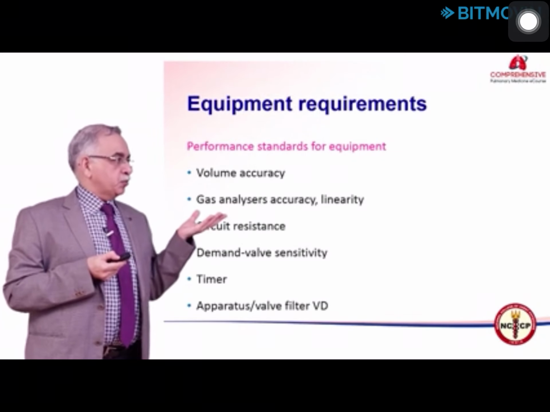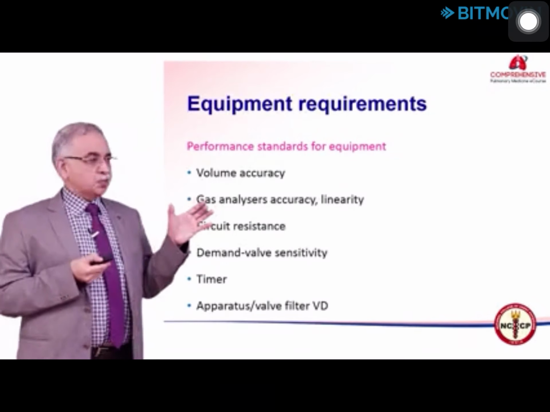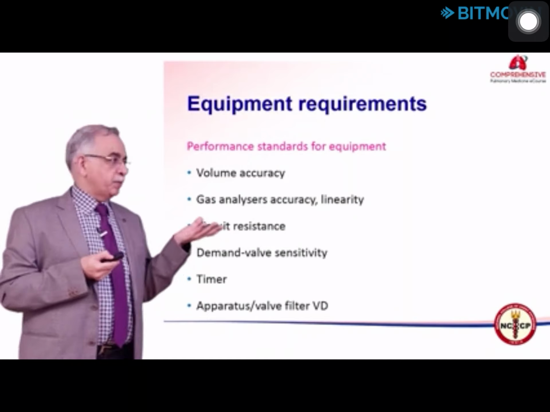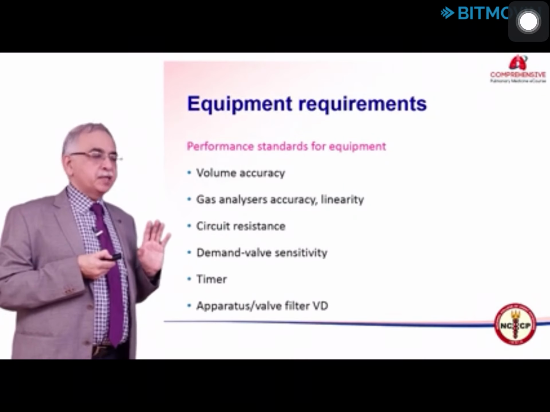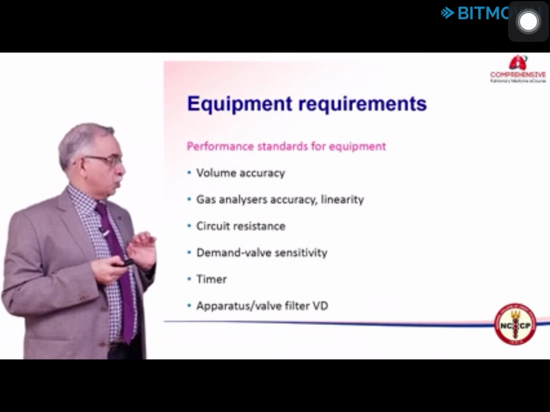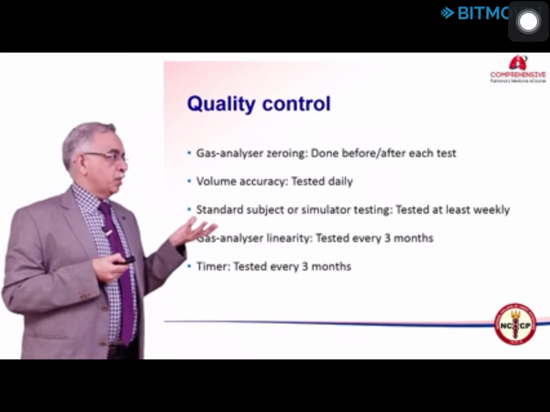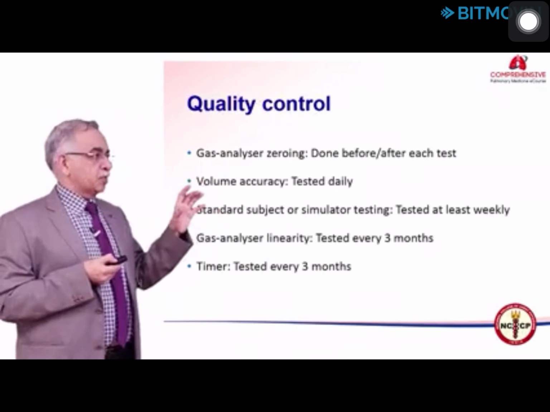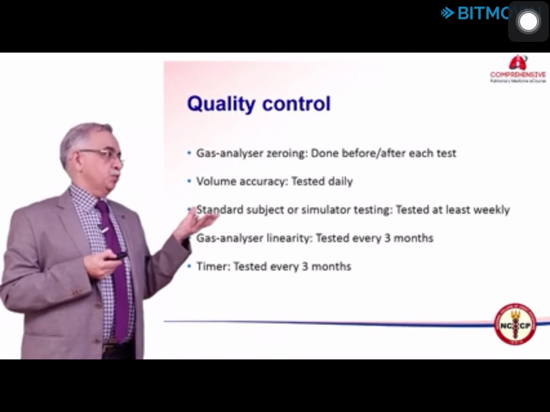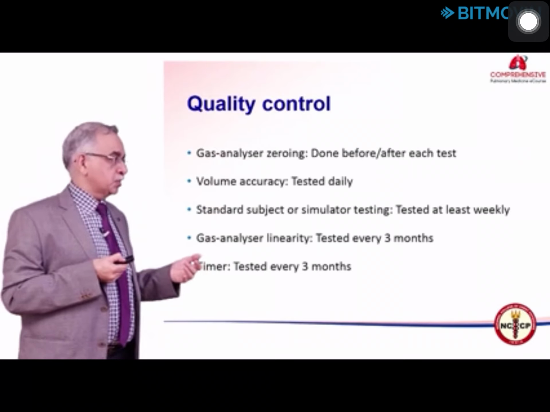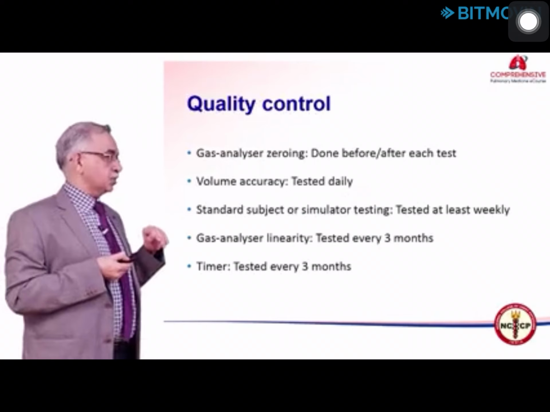So, this is volume accuracy, the accuracy of gas analyzers, their linearity, resistance of the circuit, the sensitivity of the demand valve, the timer, the volume dead space. All these are part of routine maintenance, which is a technician's job. A quality control schedule is required for all laboratories, specifying which maintenance procedures are to be done every day, which are required weekly, and which are required at 3 monthly intervals. These are standard maintenance procedures which a lab must standardize to obtain good quality diffusion capacity measurements.